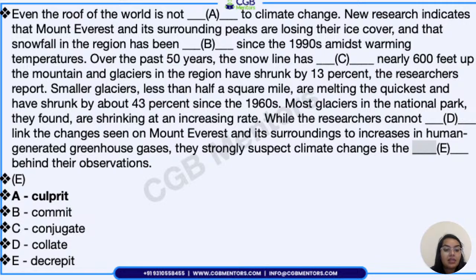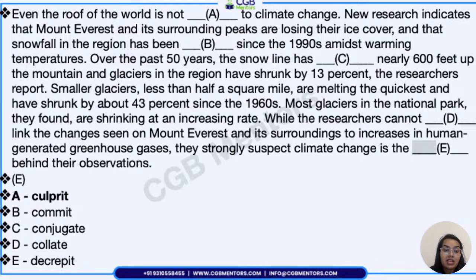So we can start with the word conjugate, which is a verb. Conjugations are found in verbs. They are the forms of a verb: V1, V2, V3, V1 ing. It also means to combine something which cannot be uncombined again. I hope you understand.